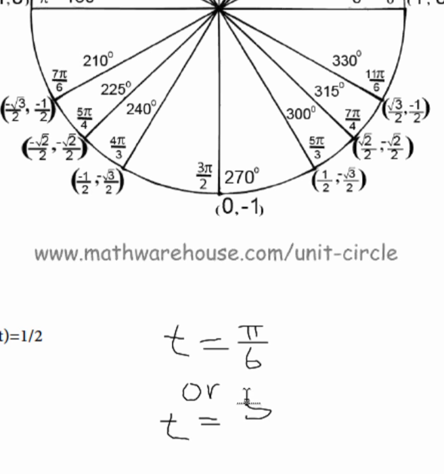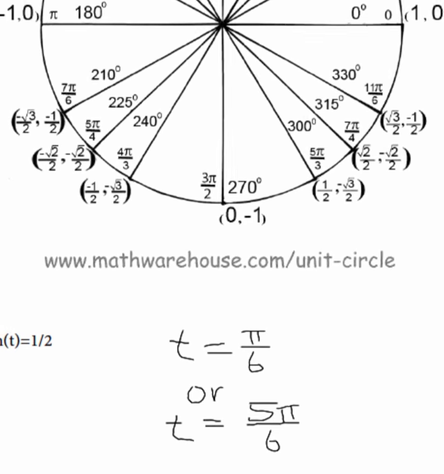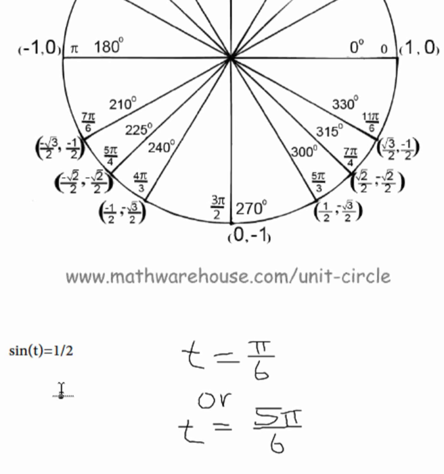And we'd be done if we were asked what angles between 0 and 2 pi have the y-coordinate, have sine of the angle equal to half, so have the y-coordinate equal to half. But that's not what this is asking. This is actually asking for all angles, the entire solution set, every possible value.